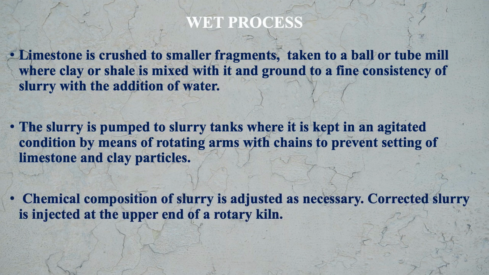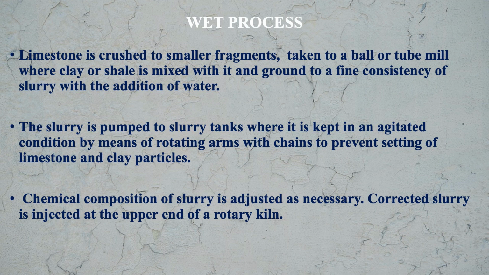Then what we do next is the chemical composition of the slurry is adjusted as necessary. Means if we see that something is lacking in the composition of this slurry, we add it into that slurry. So we correct the composition of the slurry. This corrected slurry is injected at the upper end of the rotary kiln.